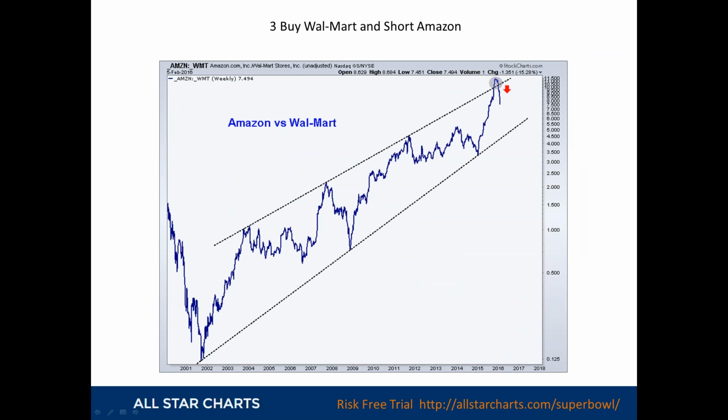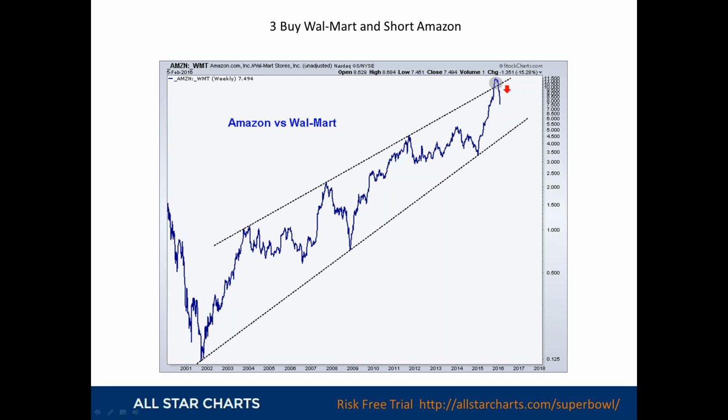Chart number 3, guys, one of my favorites right now is Amazon versus Walmart. Amazon has been the big winner here for the last 15 years. Not a secret. We all know that. But I think there's a lot of money to be made in the unwind of this trade. Notice how last year we exceeded the upper end of this massive range, this uptrend channel, and from failed moves come fast moves in the opposite direction.